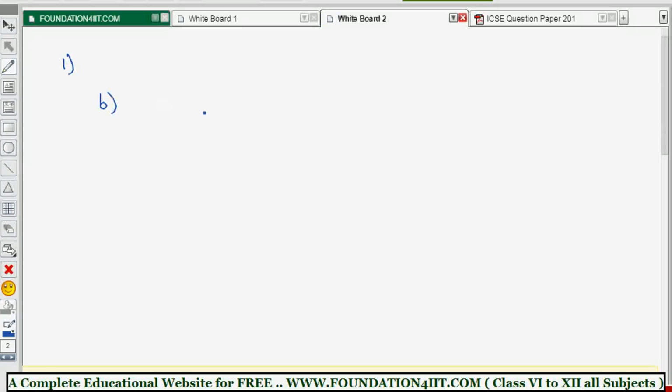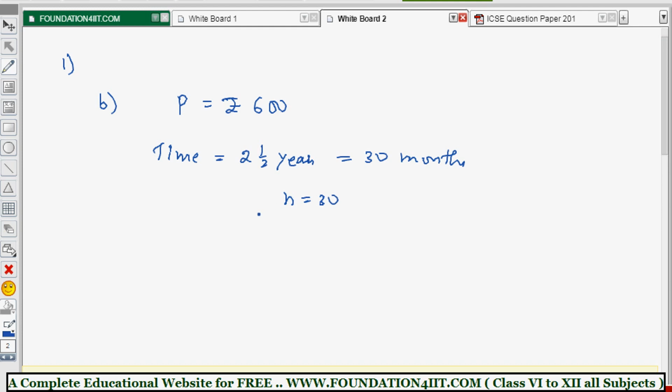Okay. From the given data, the monthly installment is 600. So P is rupees 600 and time is given: 2.5 years. Okay, 2.5 years she deposited. That is how many months? 30 months. Okay, 2 years is 24 months plus half year is 6, so 30 months. That value is n. Here n is equal to 30.